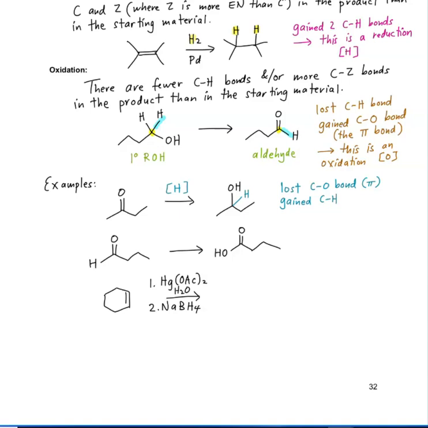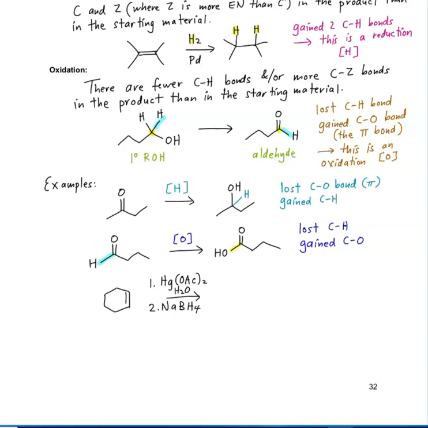In the second example, we lost a bond between carbon and hydrogen. So this bond right here is now gone. So we lost a CH, but we gained a CO bond. So in the product carboxylic acid, that's a new carbon-oxygen bond. So those two factors taken in concert signify that this would be an oxidation.